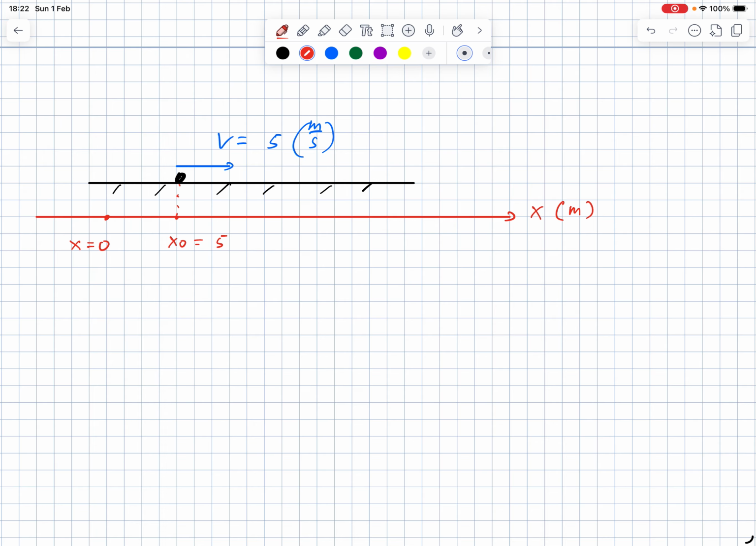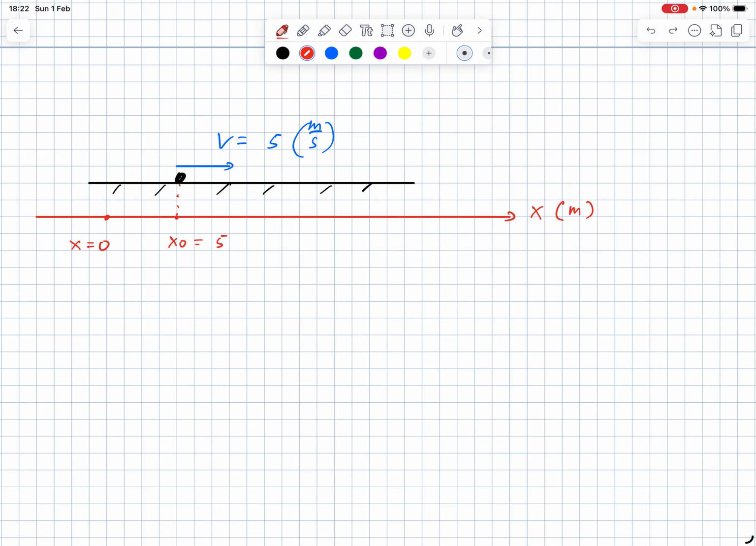We have an object that moves with constant velocity to the right. The magnitude of this velocity vector is 5 meters per second. The direction of the x-axis is also to the right. And the initial position of this object is 5 meters with respect to the origin of the x-axis.